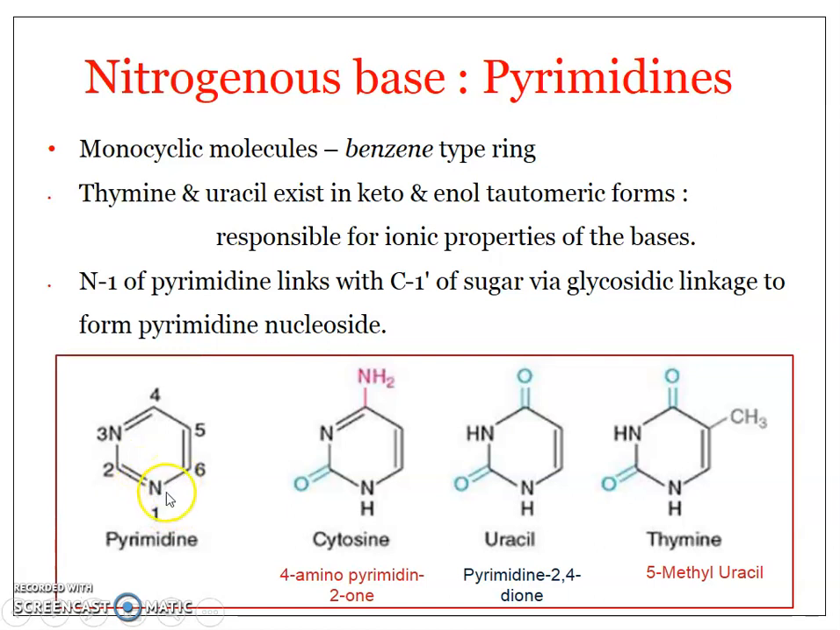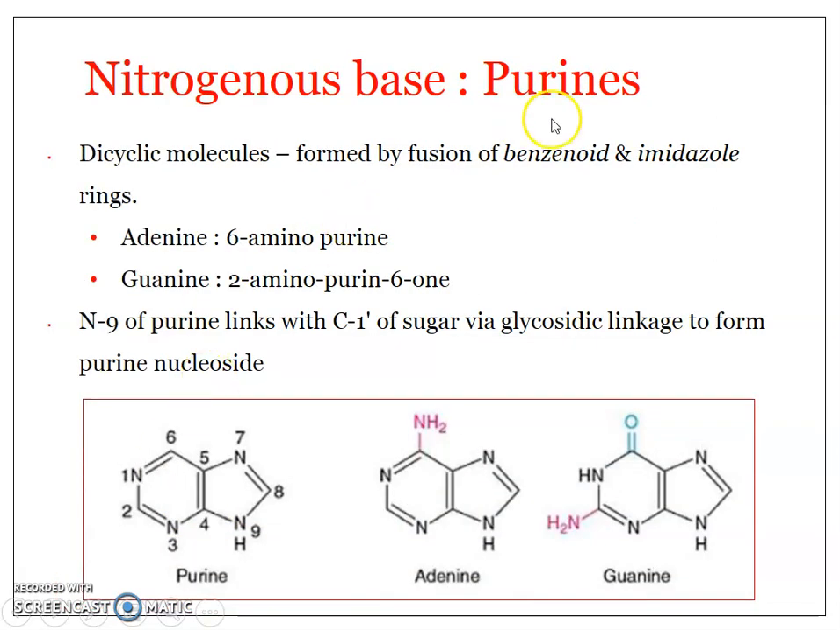So the N1 of pyrimidine is linked to the first carbon on the pentose sugar, and this bond is known as a glycosidic linkage. And the product which is formed by the glycosidic linkage of the pentose sugar with the pyrimidine is known as a pyrimidine nucleoside. Now coming to the purine.